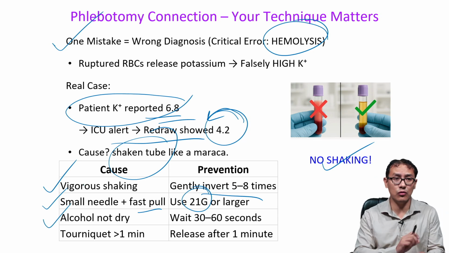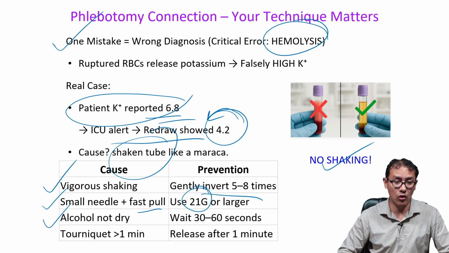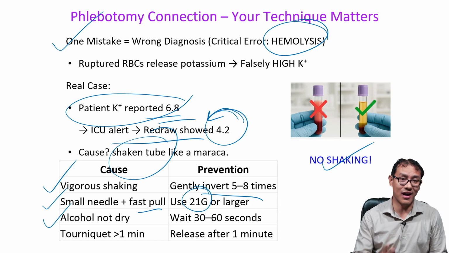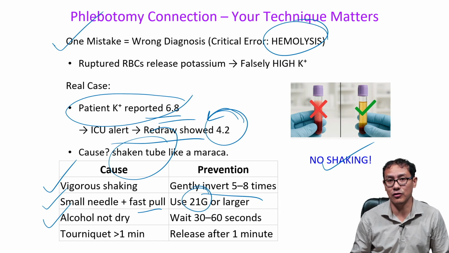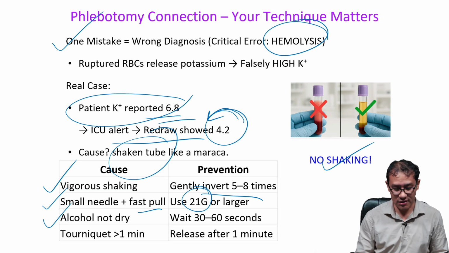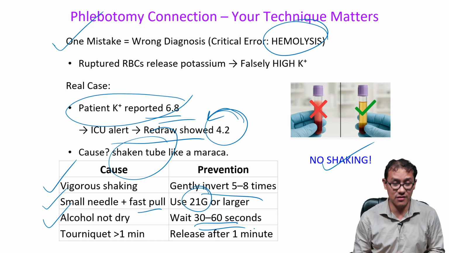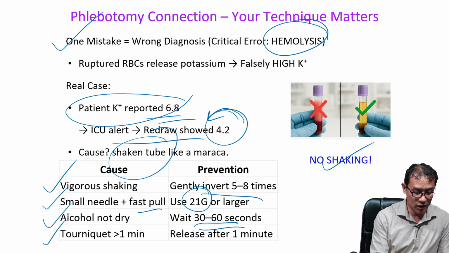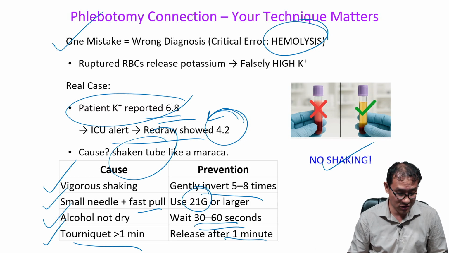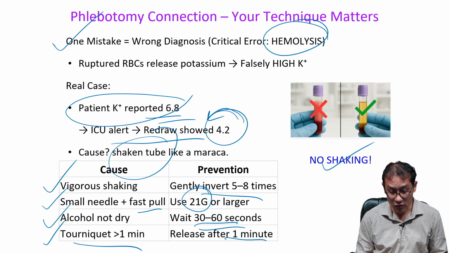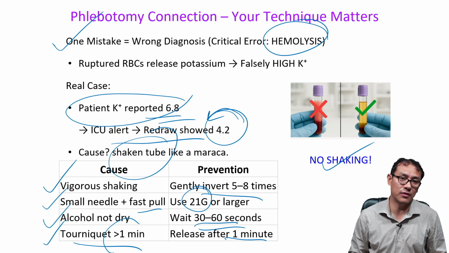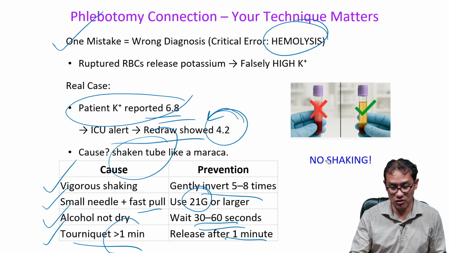When you use alcohol as a universal precaution, you should wait for it to dry. Only then should the needle be injected. Otherwise, hemolysis can happen. That's why there is a 30 to 60 second wait until the alcohol dries. If you use a tourniquet, it should be released within 1 minute, because if it is left in place for more than 1 minute, it may alter the biochemistry of the blood and affect the result. This one has to be understood.